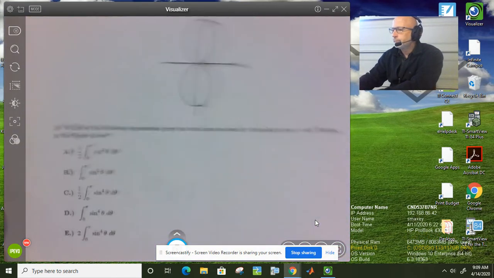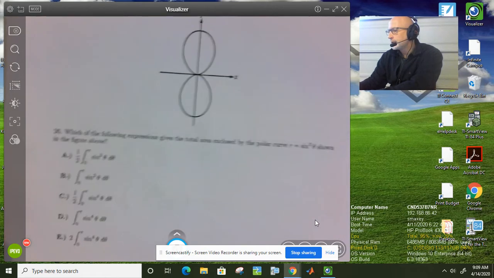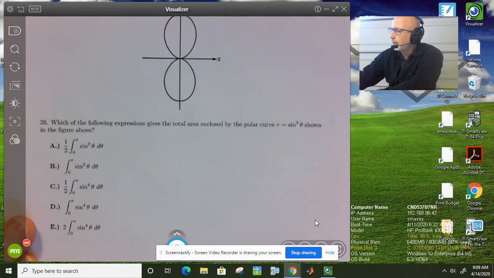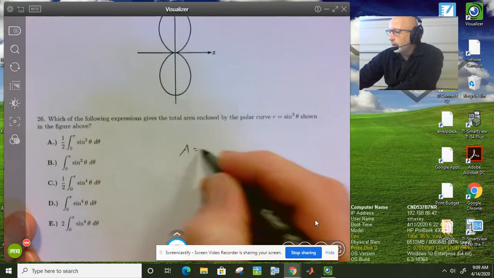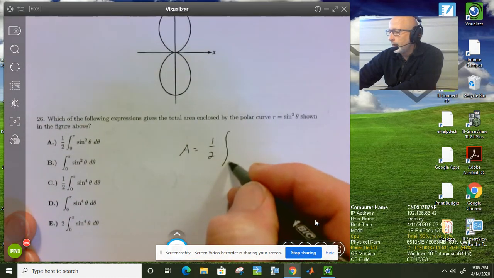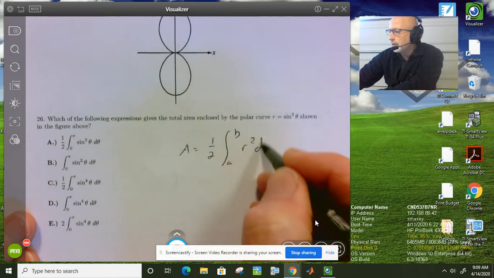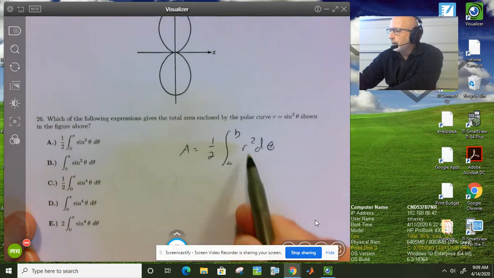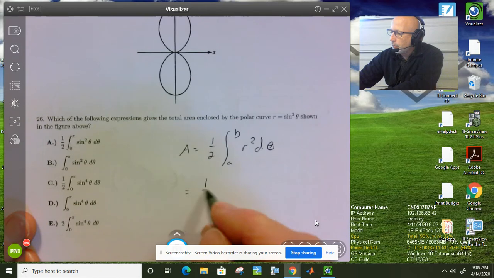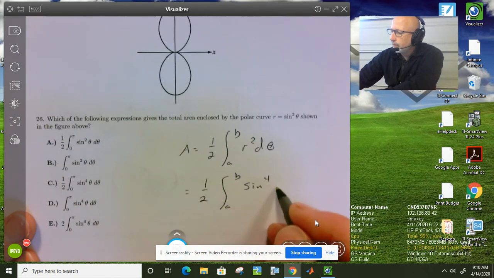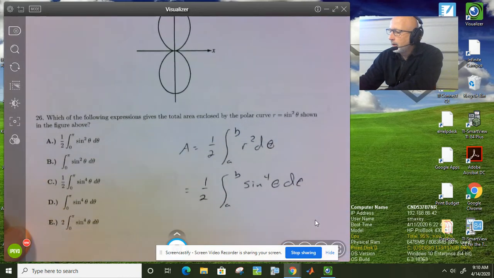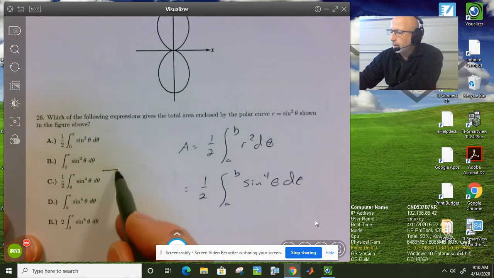Okay, next question. Which of the following expressions gives the total area enclosed by the polar curve in the figure below? So you know the formula for the area of a polar curve is 1/2 the integral from A to B of r squared d theta. R is that, so the area is going to be 1/2 the integral from A to B of sine to the 4th theta d theta. So my answer has to be one of these 3.